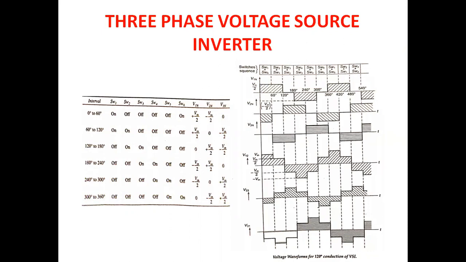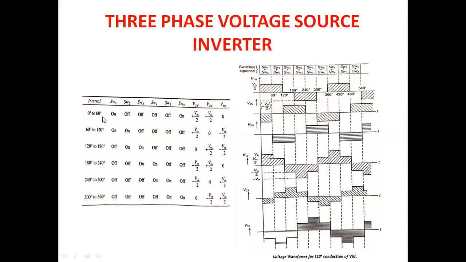There is a total angular span of 360 degrees, from 0 to 360 degrees. Each interval is 60 degrees, which means we have six intervals of 60 degrees each. The first is from 0 to 60 degrees, the second from 60 to 120 degrees, the third from 120 to 180 degrees, the fourth from 180 to 240 degrees, the fifth from 240 to 300 degrees, and the sixth from 300 to 360 degrees.